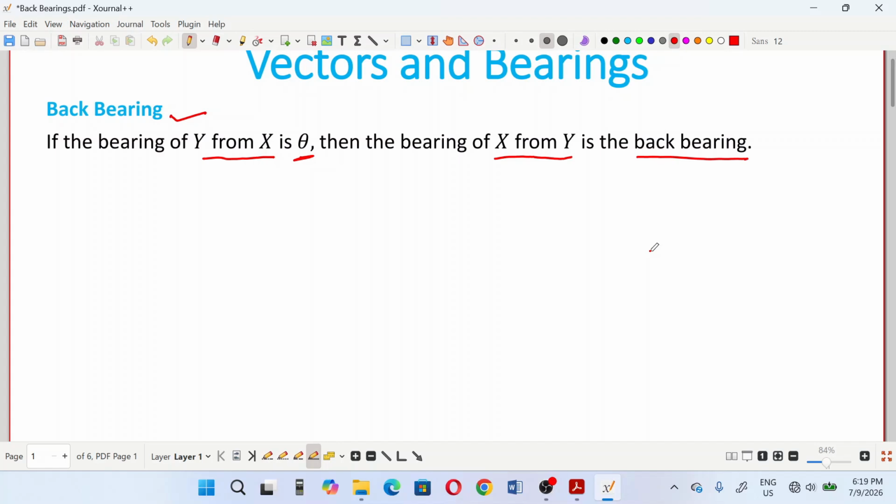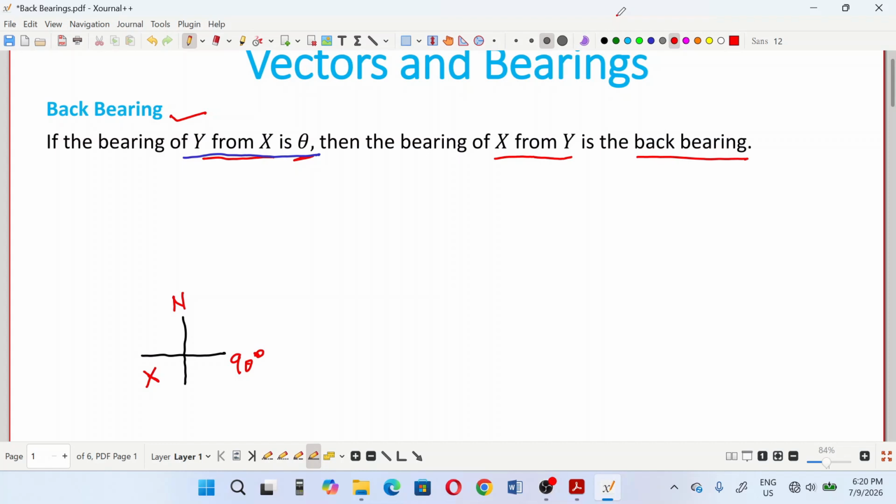So for instance, I want to first of all look at the bearing of y from x. So let's draw the bearing of y from x. Supposing I have, so this is my x. I have my x here. And we know our geographical north here. This is supposed to be at 90 degrees.